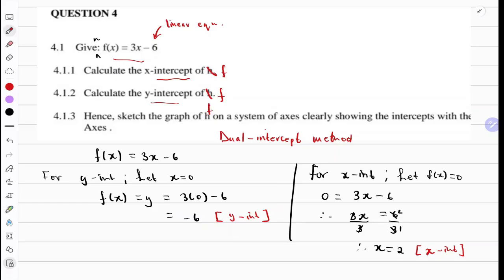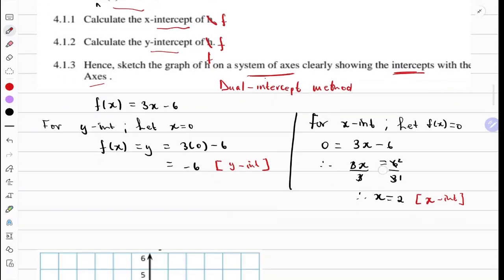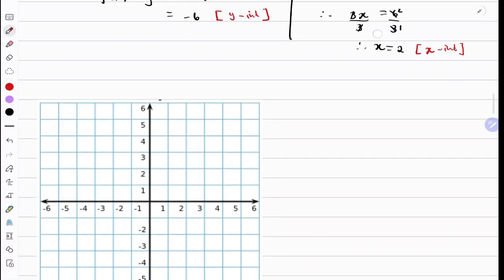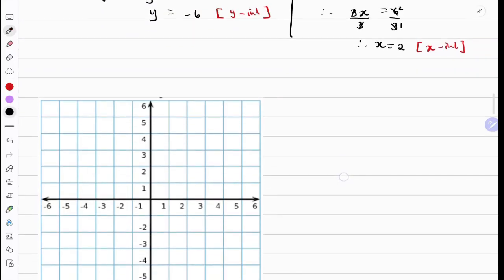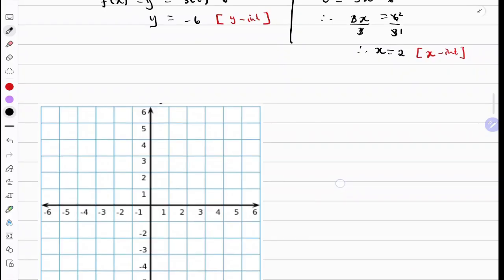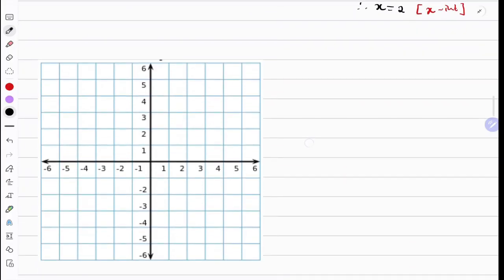So 4.1.3 says, hence sketch the graph of f of x, or f. We need to sketch this graph on a system of axes, clearly showing the intercepts. We need to show the intercepts with the axes. Okay. So let's plot or graph this function. So this here is your y-intercept. Okay. So the y-intercept is -6. So -6 is right over there.